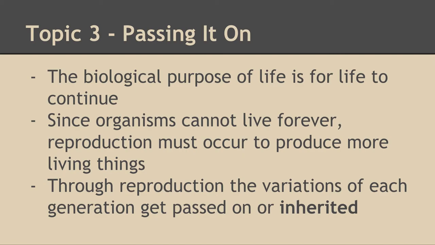Since organisms can't live forever, although human technology is certainly working on that, we have to reproduce in order to keep the species going. And through reproduction, variations can be inherited. Individuals can pass on traits such as hair color or eye color on to their children. And those variations, we say, have been inherited from one generation to the next.